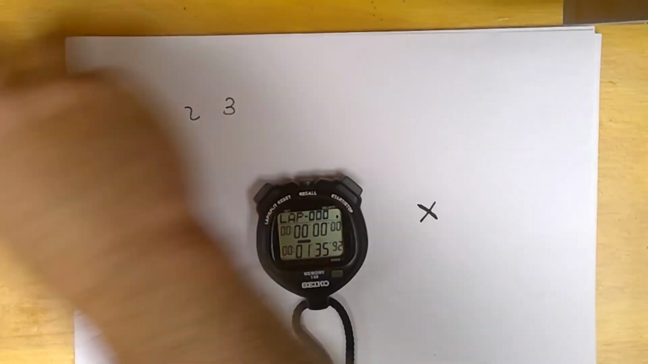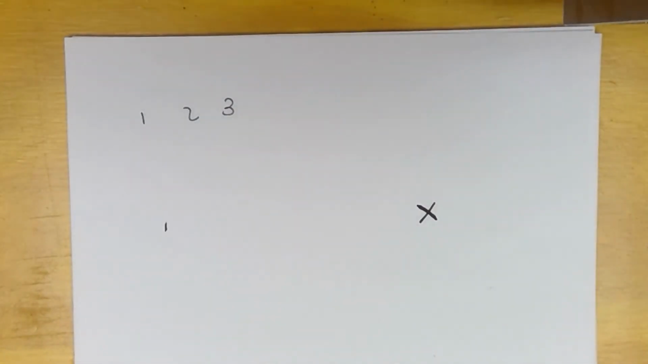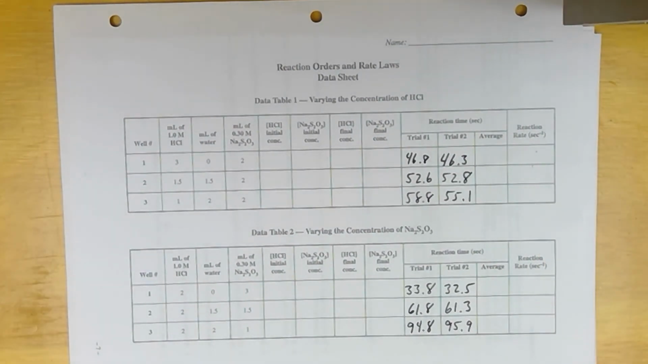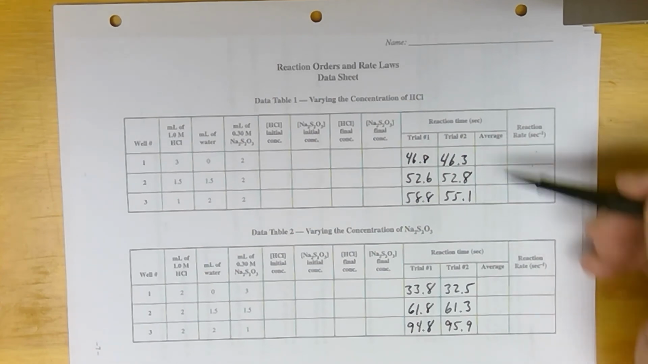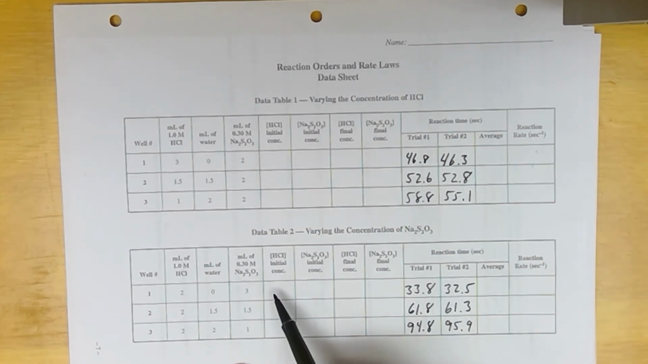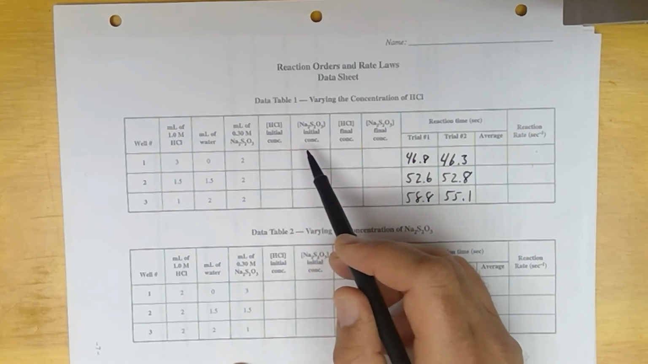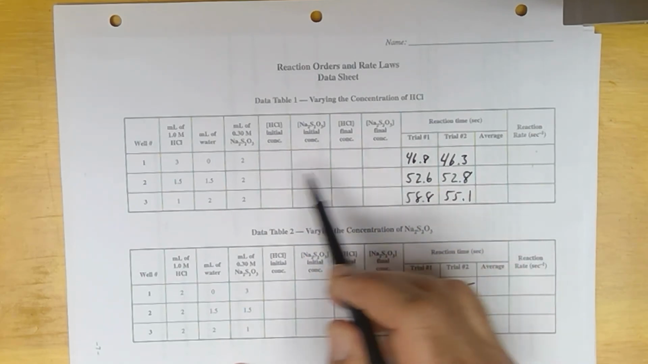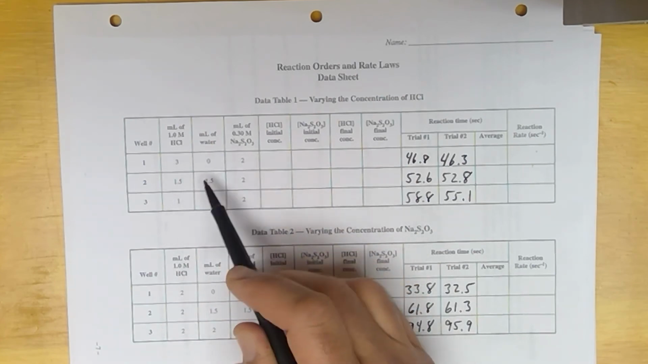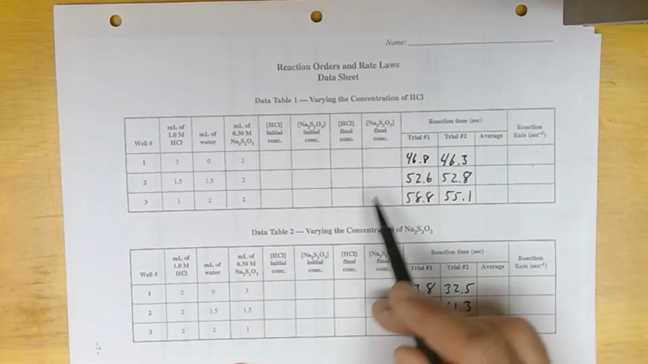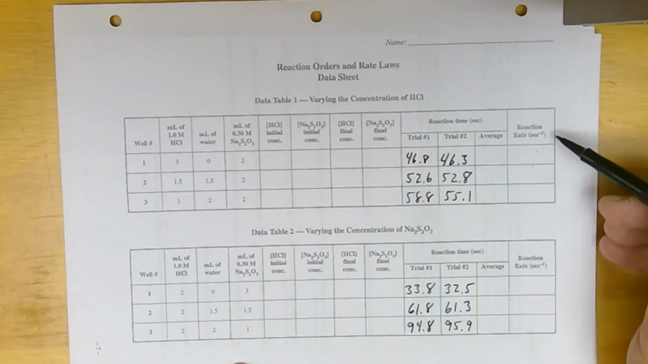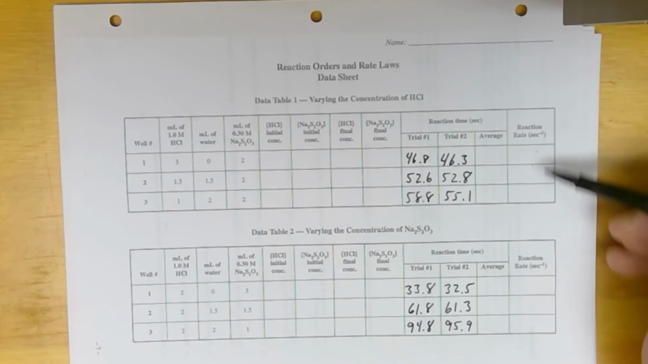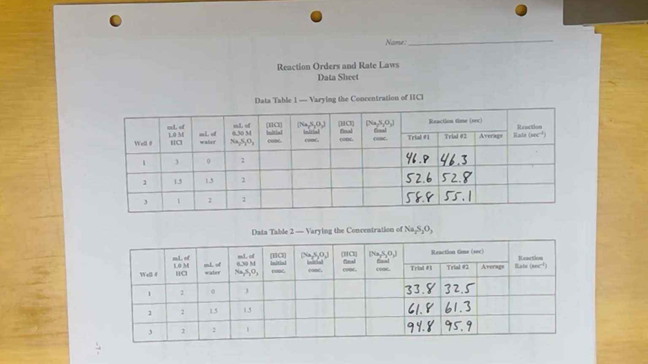I want to put this up here in case you didn't get it. So now you're going to need to go back and calculate your averages from here. You're going to have to calculate your concentrations also, and be careful when you're calculating these concentrations, because you're adding things together, so your volumes are changing. So be very careful in here. And then your rate is just going to be one over seconds. So you can fill this out, and then you can do the rest of the lab.